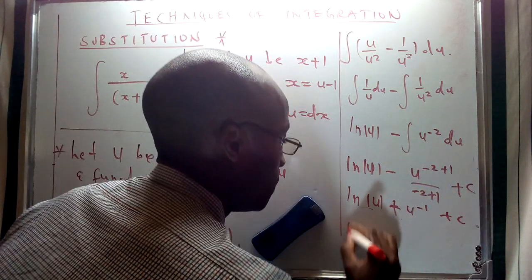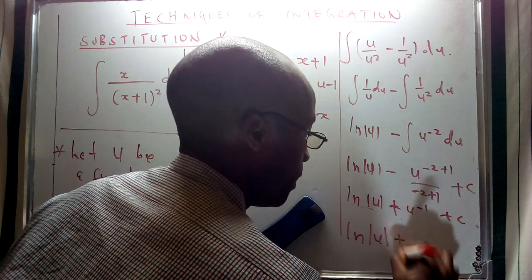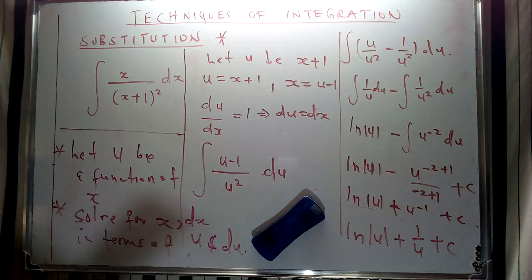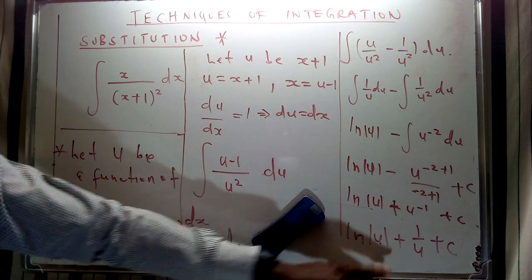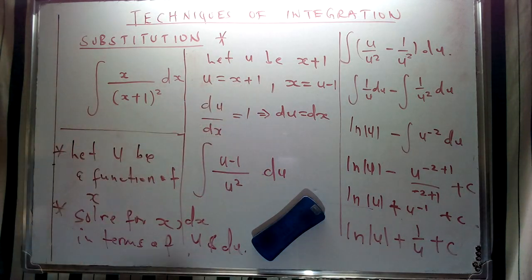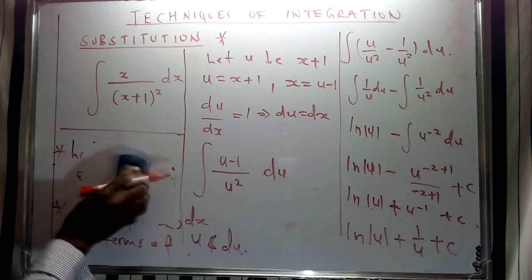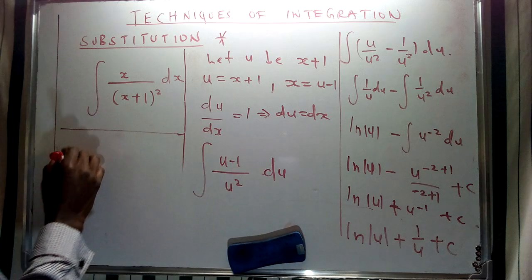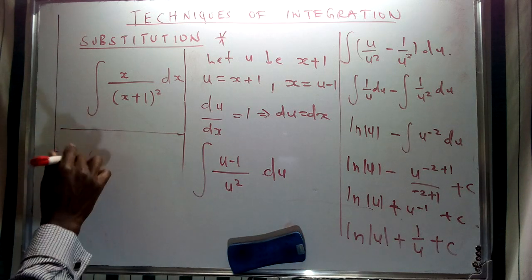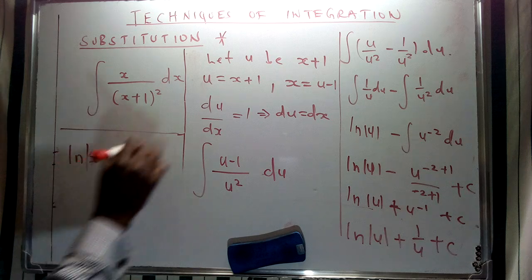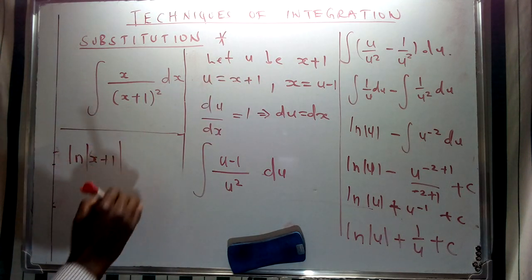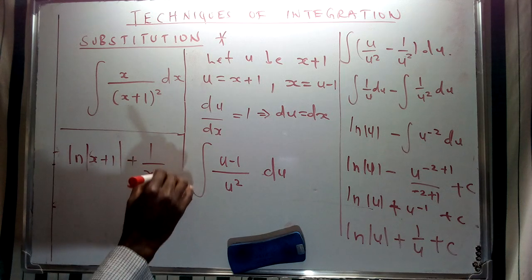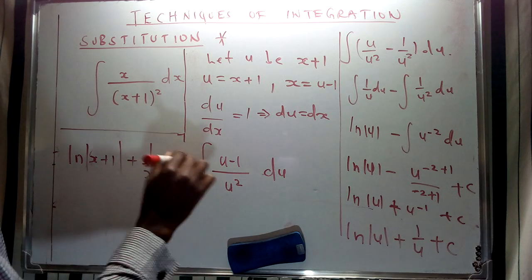So u to the minus 1, I can write as a fraction, which is 1 over u plus c. In the last stage, we said we were going to replace u with what we started with in our first case for this integral. Therefore, restoring the substitution of u, it's going to be the natural log of u, and we said u is equivalent to x plus 1, so this is given as plus 1 over x plus 1, and then plus c.